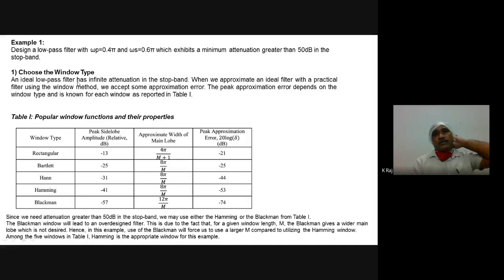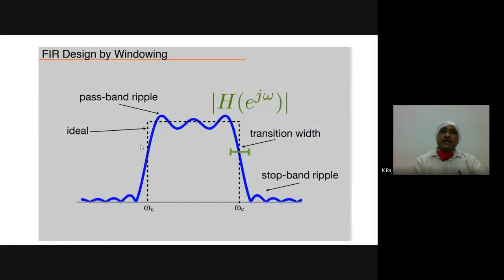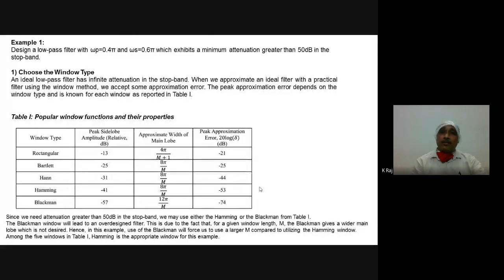An ideal low pass filter has infinite attenuation in the stop band. If we again come to the point here and see what the attenuation in the stop band is for the ideal filter, this attenuation is infinite in the stop band, but it is not possible for practical purposes here, and the value of the attenuation is given that it should be minimum 50 dB in the stop band. When we approximate an ideal filter with a practical filter using the window method, we accept some approximation, and that's why there will be the approximation error.